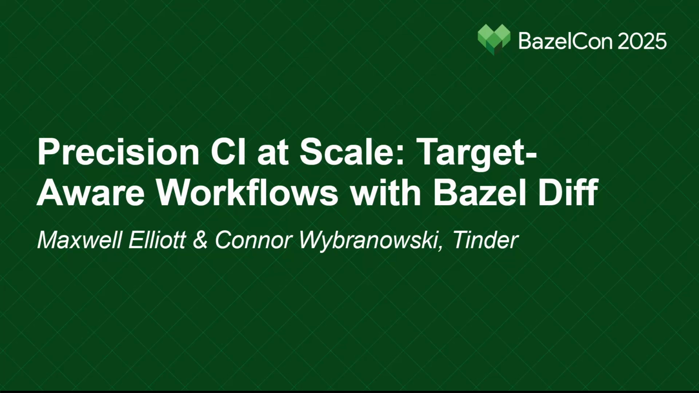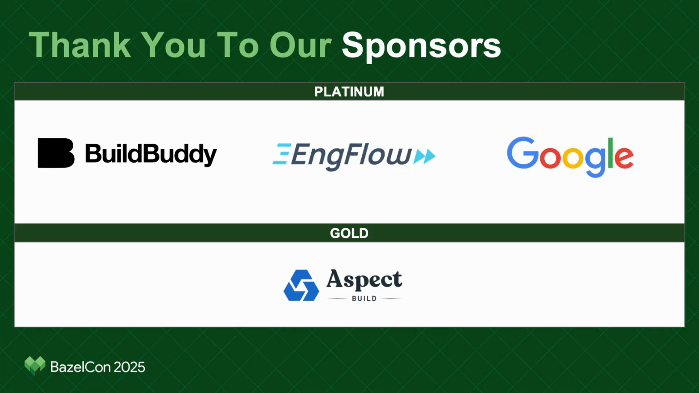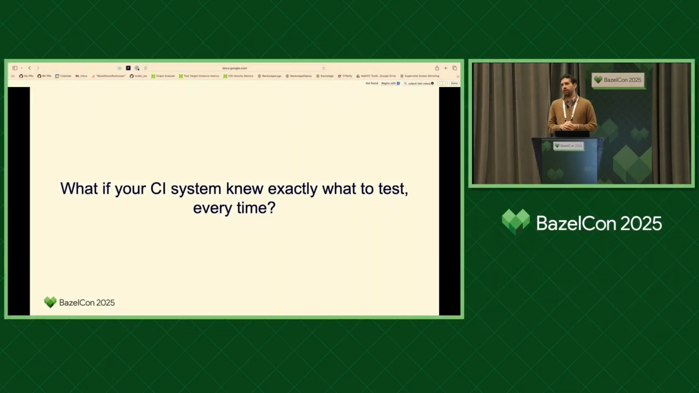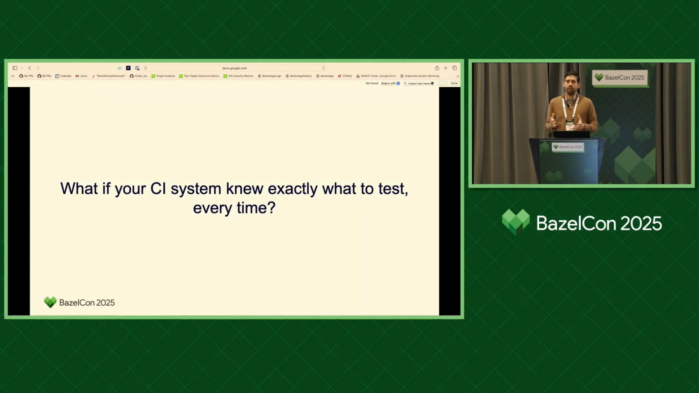We want to start with a simple question. What if your CI system knew exactly what to test every single time? Like many of you, we felt the pain of waiting on long builds, waiting for CI to build and test targets that we know we didn't even touch.